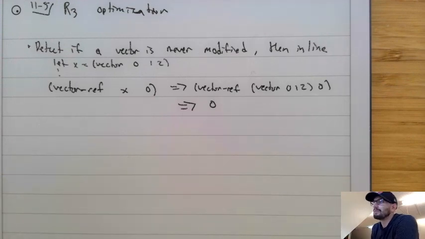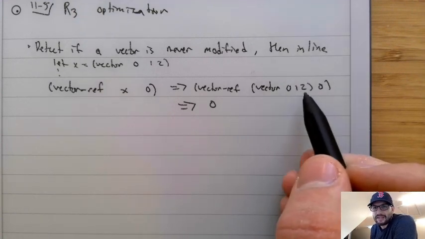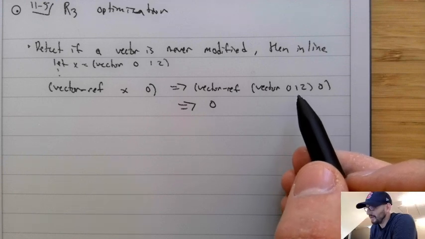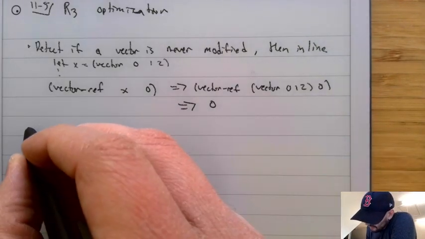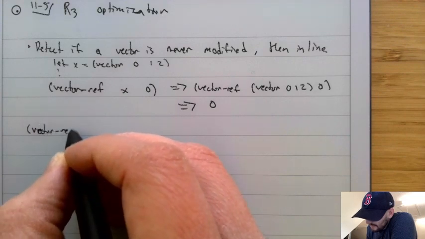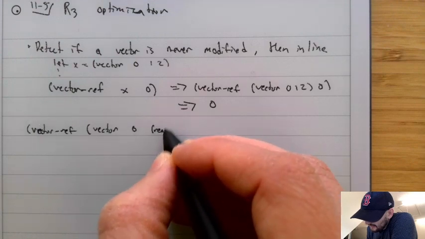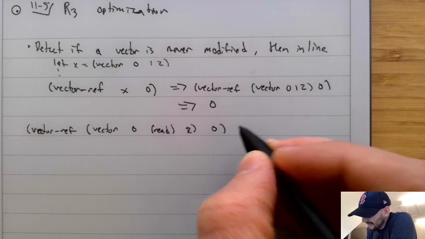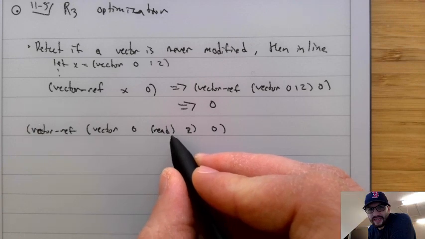But one of the problems is, what if one of these elements were not pure? When I say not pure, it means that it has an effect itself. So for instance, what if we had a vector ref, and the vector were a vector that had 0 read, and then 1, and then 2. Well, in this case, if we turned this into just 0, that means that we would forget that read.